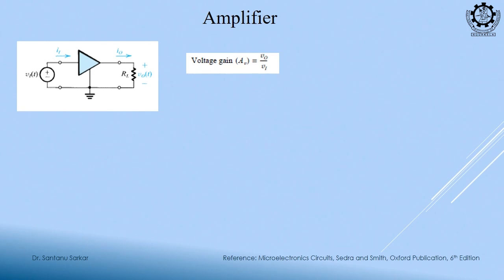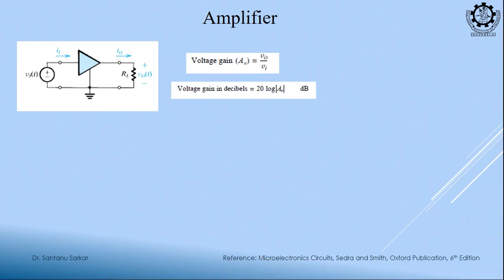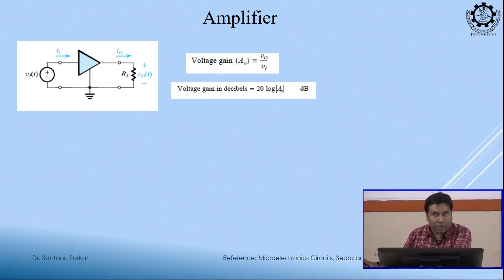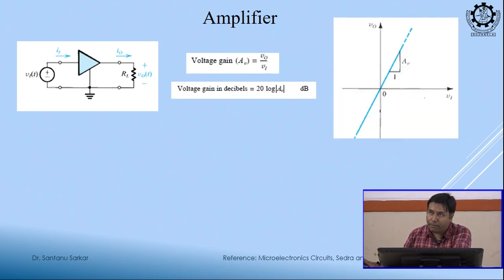So, this is our voltage gain, and if we take it in decibel, it will be 20 log amplitude, and this is the waveform that I just drew, and this is our AV, this slope is AV gain.